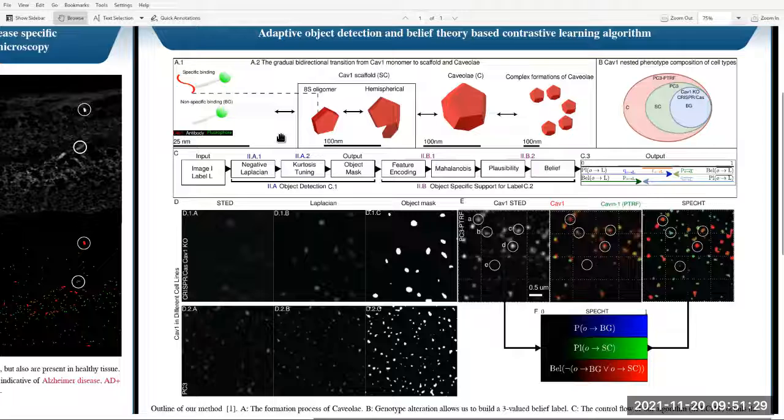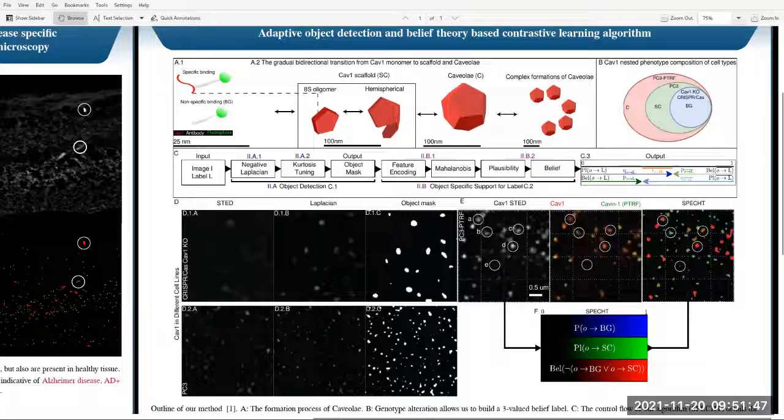There's also a non-specific binding where a fluorophore isn't actually targeting the Cav1 protein. It's been known that this actually can start to cluster and then form pseudo-objects, so it's important to identify those. Those will be marked in blue.